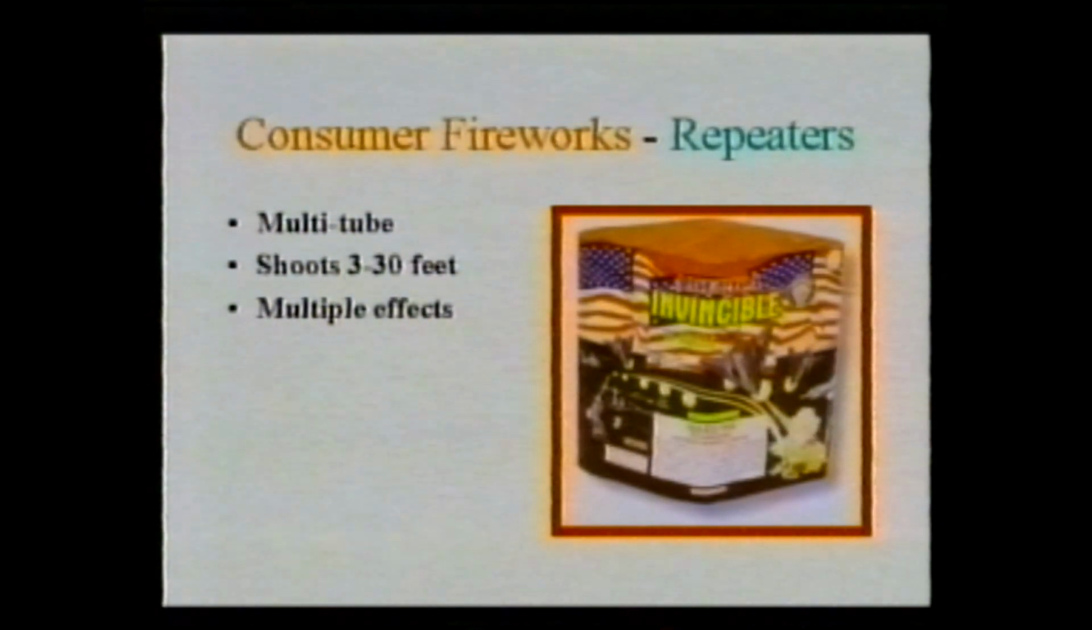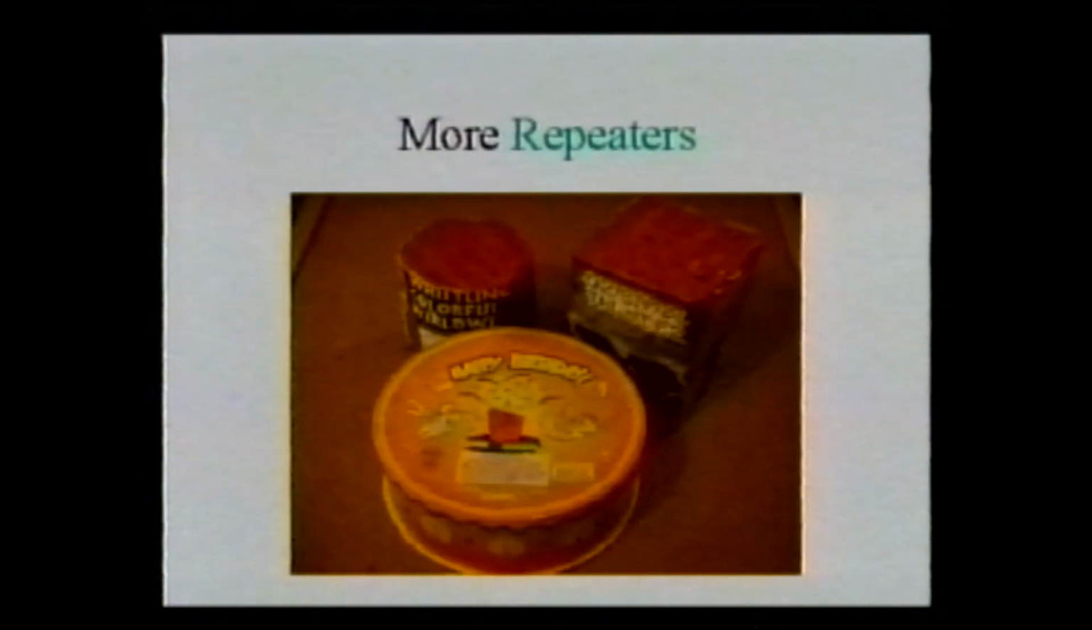The next type are called repeaters. These are multi-tube items shooting anywhere from 30 to 3 feet into the air, and they normally have multiple effects because they are multiple tube items. They are lit with one fuse, and then all the subsequent effects are timed by the repeater itself, and there are a wide variety of these things available with some fancy names like whistling colorful whirlwind or oriental thunder.